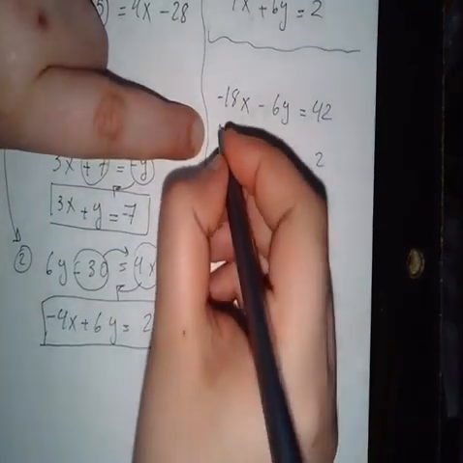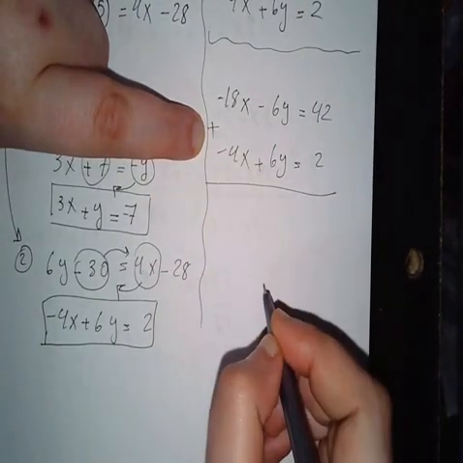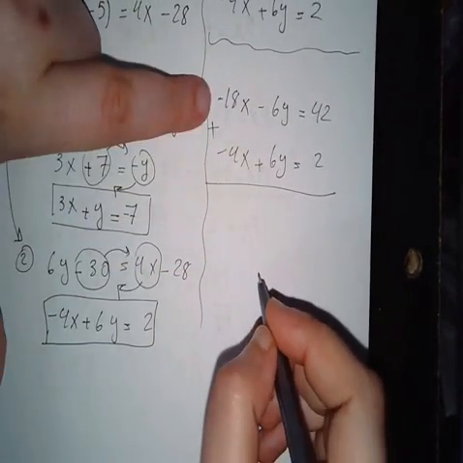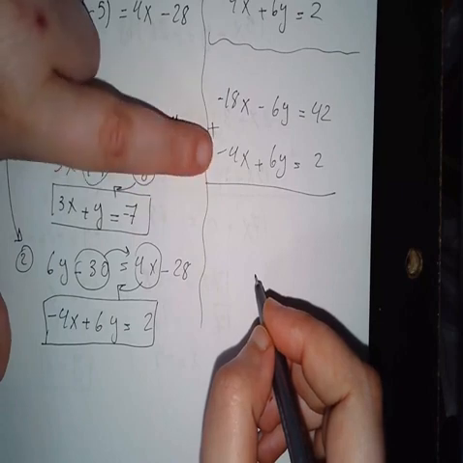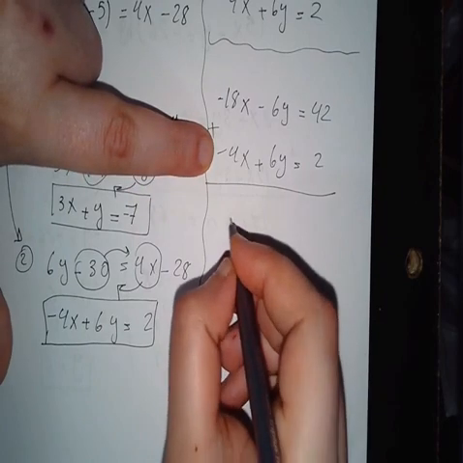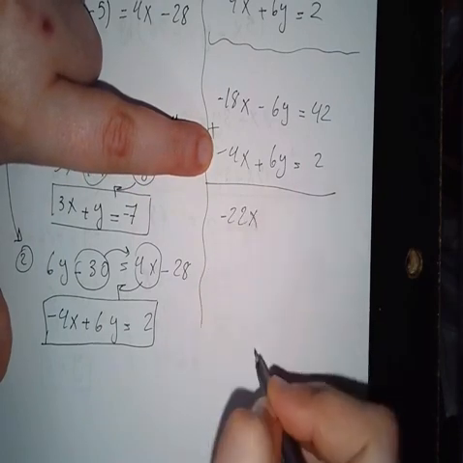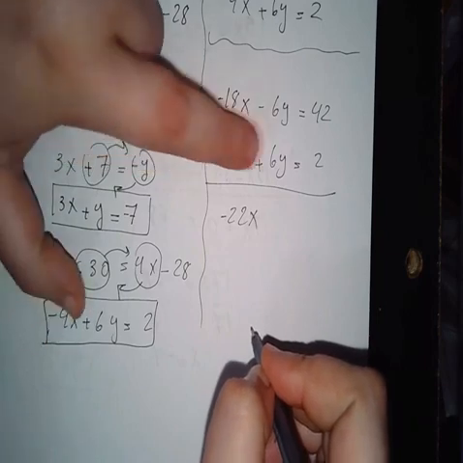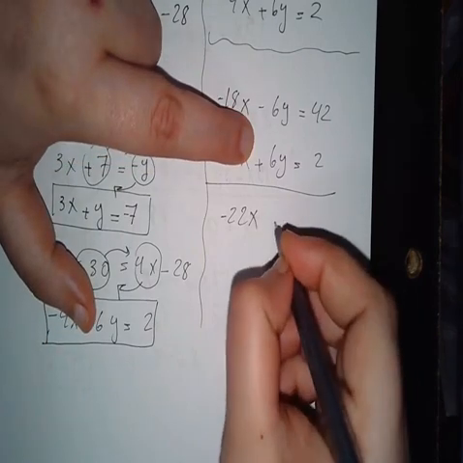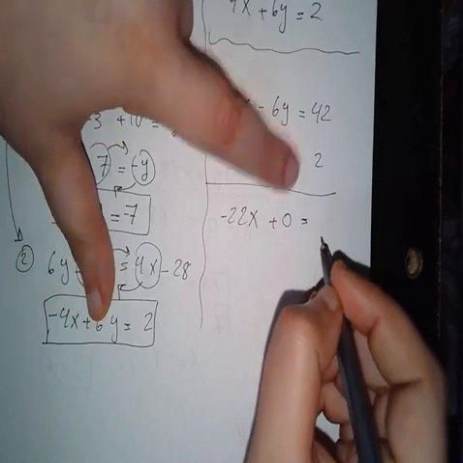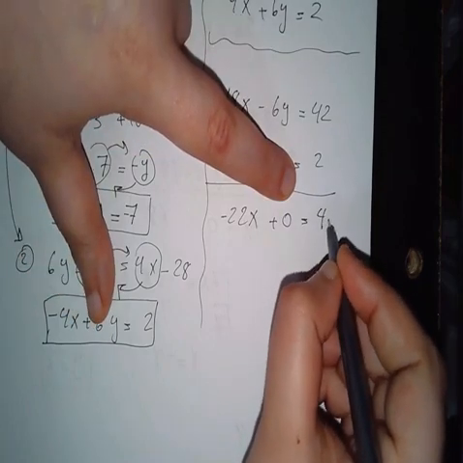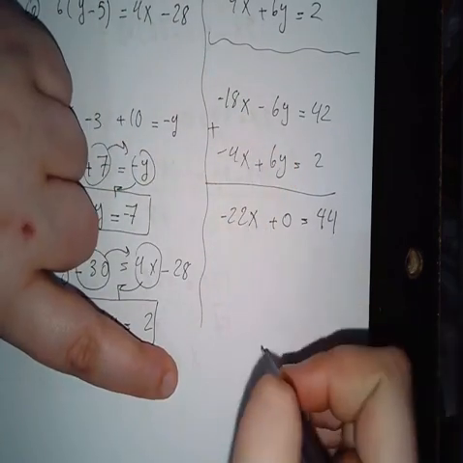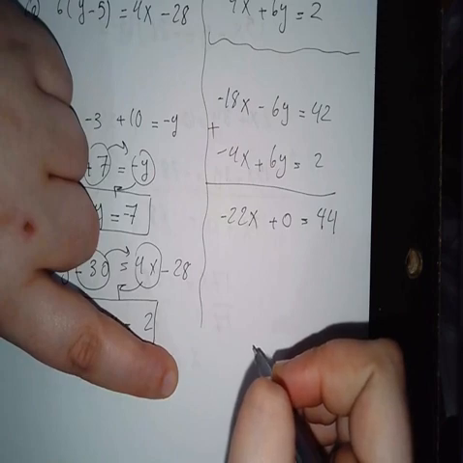Okay, now we're going to add the two equations together. We have negative 18x and negative 4x. Added together is going to give you a negative 22x. Yes? Here, y's are going to cancel. That's plus a 0. And it equals 44. Yeah?